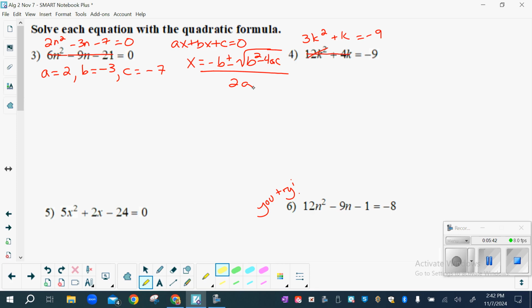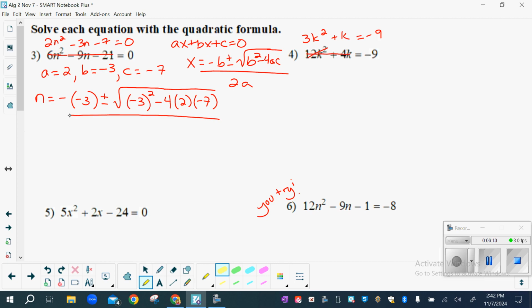So it's the opposite of B, so it's an N in this case. The opposite of -3. When we take the opposite of -3, what's it going to be? 3, that's right. So now we're going to take the square root, and that's B squared. So it's -3 squared minus 4 times A, which is 2, times C, which is -7. All over 2A, which would be 2 times 2.